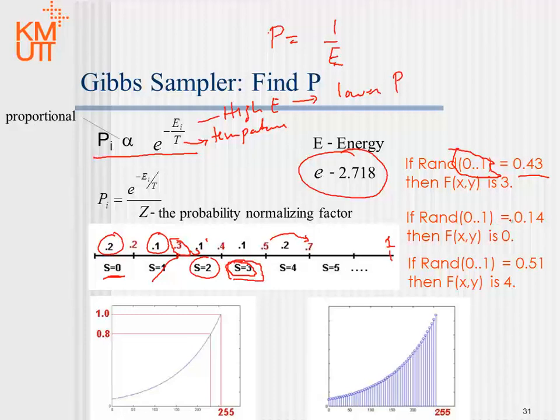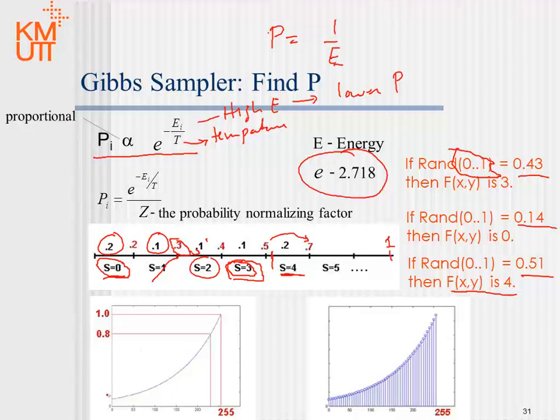If we generate a random number and we get 0.14 instead, 0.14 lies between 0 and 0.2 here, so that means we will choose state 0. But if we get 0.51, we know that it's somewhere here, and this slot is taken by state 4. That means we are going to set f(x,y) to 4. So if we get 0.51, it falls in this slot, which means we set our f(x,y) to 4. This is a way to sample to get a solution.